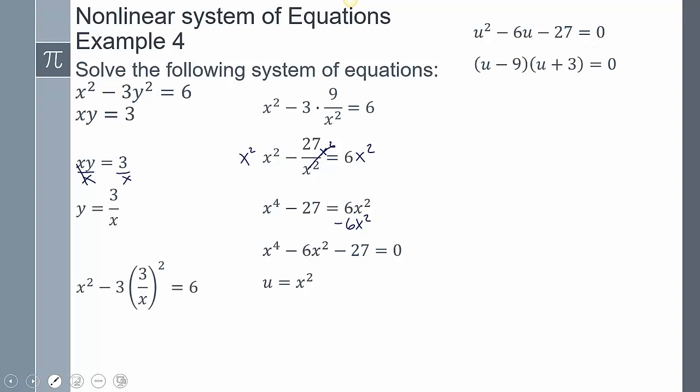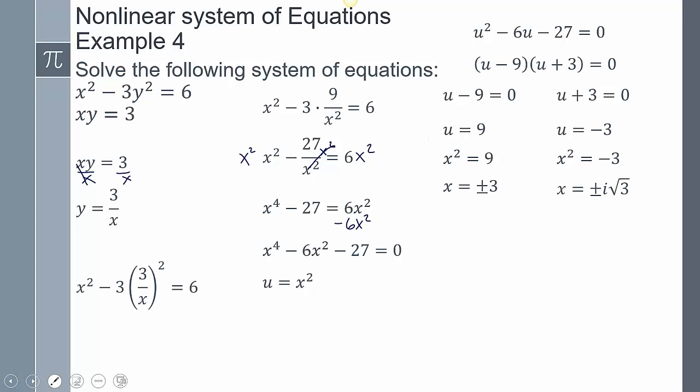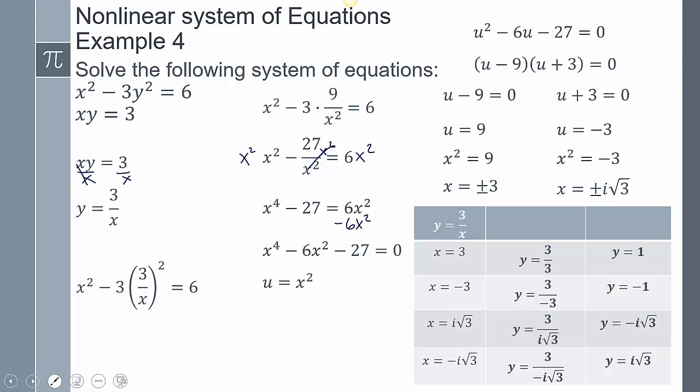Now that's going to factor into u minus 9, u plus 3 equals 0. Set each one equal to 0, solve for u. Plug x squared back in for u because we're trying to solve for x, not u. If I take the square root of both sides, I'm going to get x equals plus or minus 3 and x equals plus or minus i root 3. And so now I need to take these values and plug them back in.